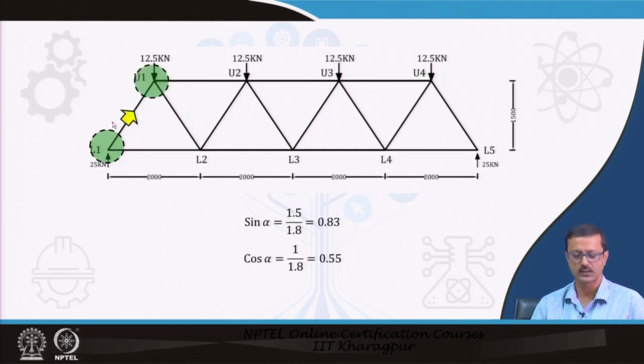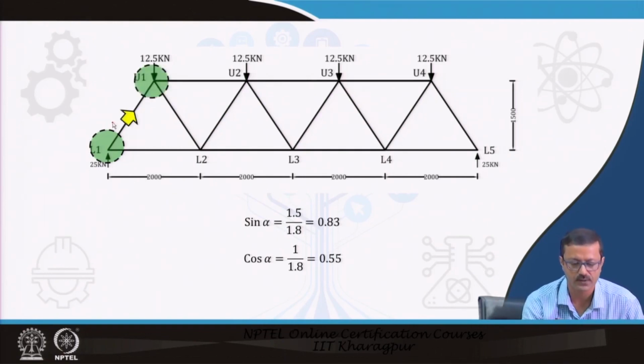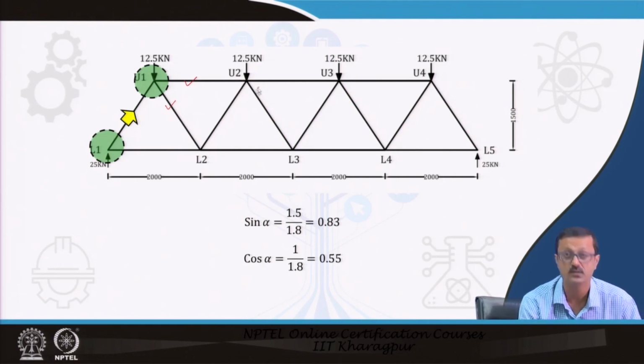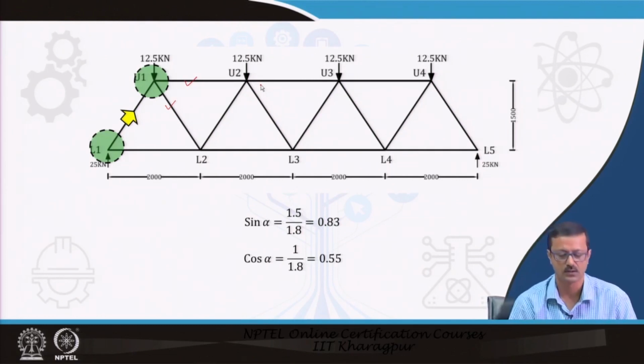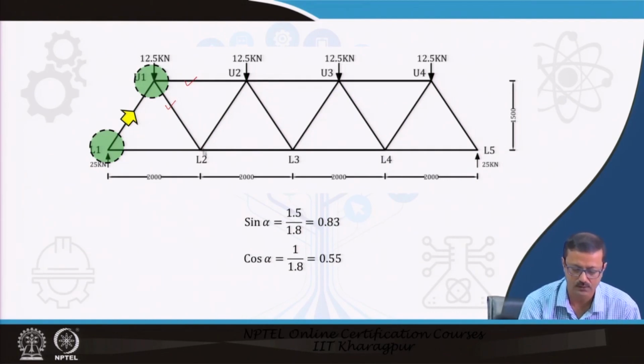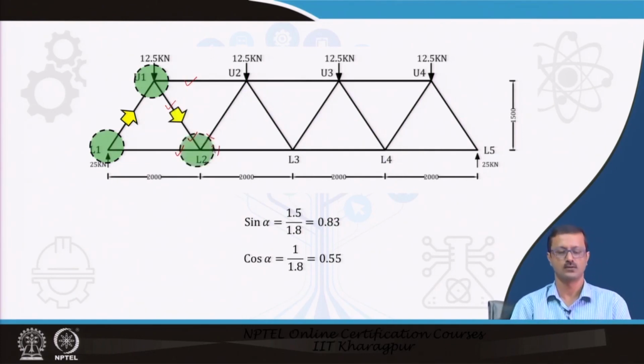Then you can go to U1, the upper chord first point. Then can you go to U2? We cannot go to U2, because this force is known to you, but these three are unknown. Three unknowns in a particular joint will be typical. You cannot find them out; you require at most two unknowns. So then we have to go to this L2, because here this is known to you, and this is also known to you. So you can find out this, and you can go back to L2.